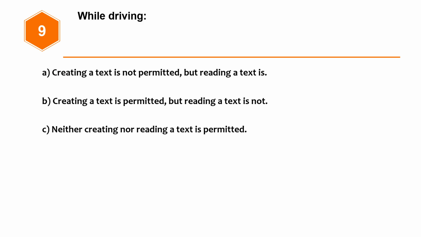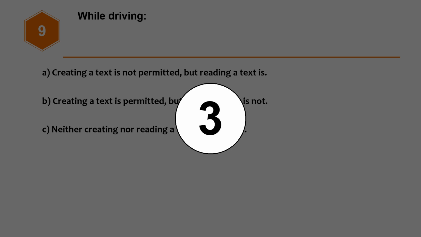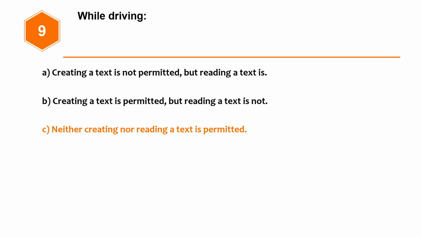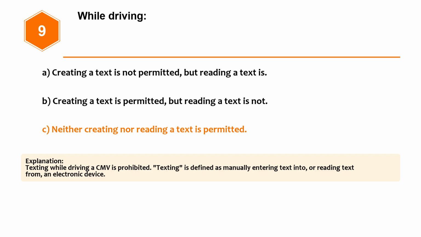Question 9. While driving. Option A, creating a text is not permitted, but reading a text is. Option B, creating a text is permitted, but reading a text is not. Option C, neither creating nor reading a text is permitted. The correct answer is option C. Neither creating nor reading a text is permitted. Explanation. Texting while driving a CMV is prohibited. Texting is defined as manually entering text into or reading text from an electronic device.